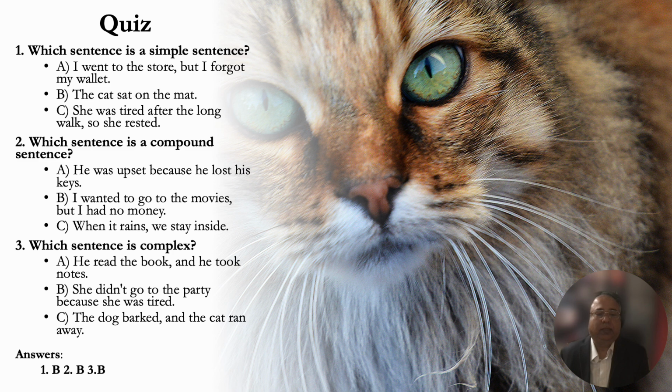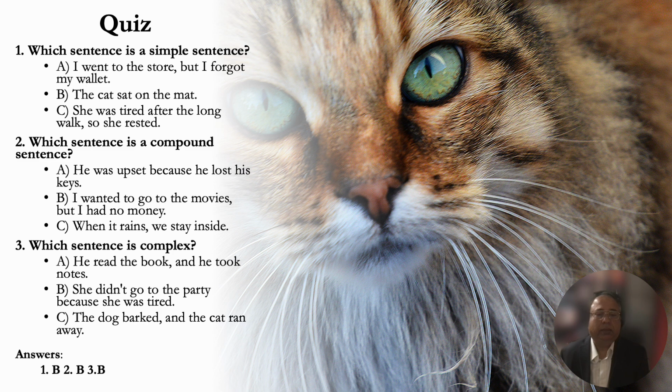So number 1, "The cat sat on the mat" is a simple sentence. Correct? It's an independent clause. It's a standalone sentence. The idea is clear. The cat, where did it sit? It sat on the mat. Number 2, B is a compound sentence. Can you see how? "I wanted to go to the movies," one complete idea. "I had no money," another complete idea. And in between the two, there is a conjunction, "but." So that's a compound sentence.